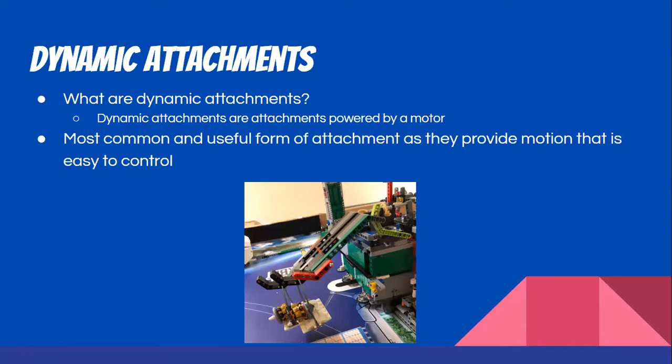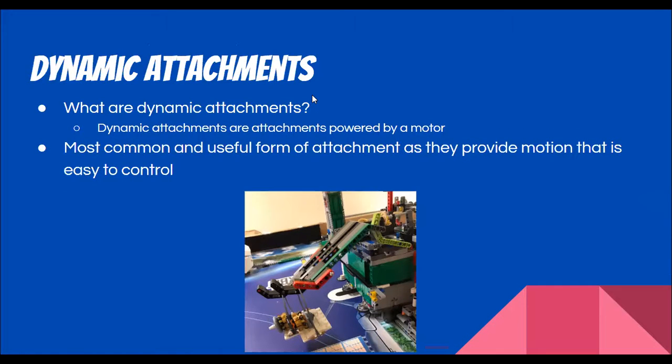Dynamic attachments. What are dynamic attachments? Dynamic attachments are attachments powered by a motor. They are the most common and useful form of attachments, as they provide motion that is easy to control. The displayed dynamic attachment is the hook. This uses a medium motor to lower and raise the hook, hence dropping the payloads. The mission is to pick up the satellites and drop them in a certain place.